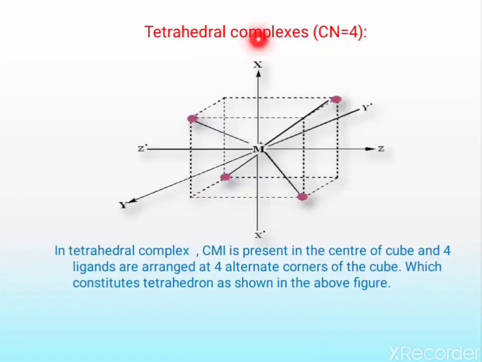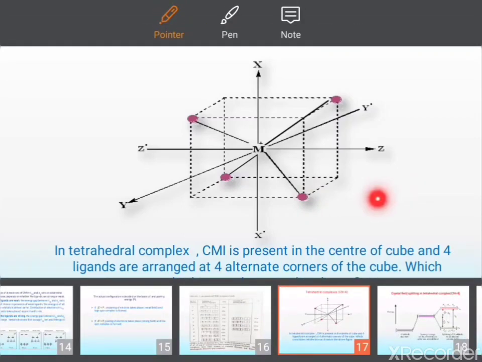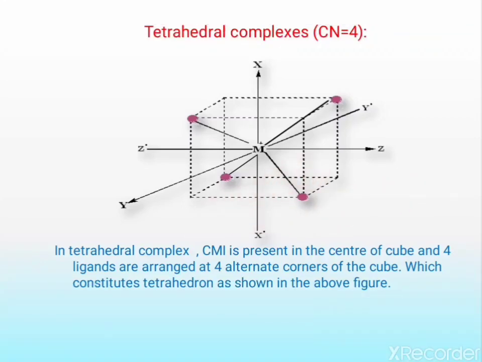This is a tetrahedral complex. Its coordination number is equal to 4, meaning this complex consists of 4 ligands. You see in this figure, the central metal ion is present at the center and all the 4 ligands occupy alternate corners of the cube. You see here, this and this. The 4 ligands occupy 4 alternate corners of the cube.